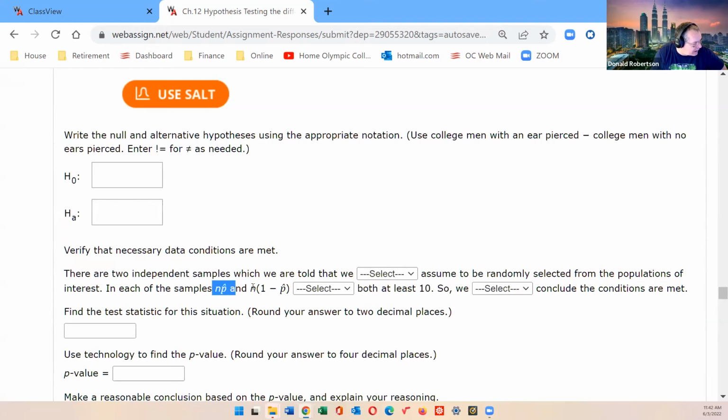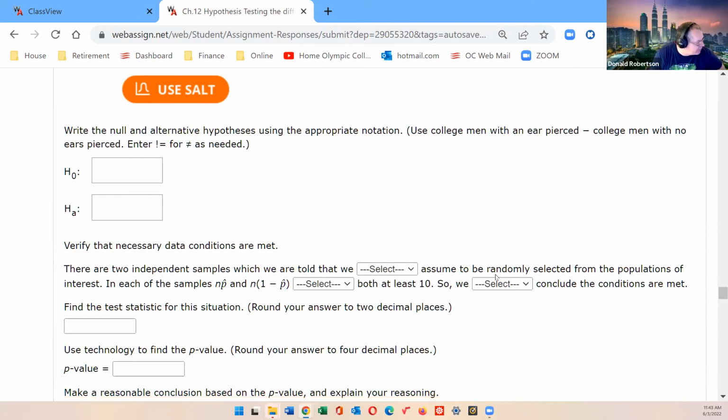Remember the np, n(1 minus p) thing? What number does it need to be bigger than? Not 0 or 0.05. Okay. Nope. np hat and n(1 minus p hat). What should they be bigger than? It's called the 10 test, which gives away what they need to be bigger than. They need to be bigger than 10, right? So we have mentioned that.